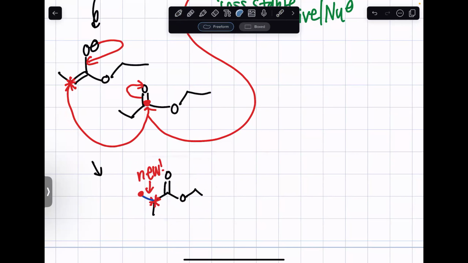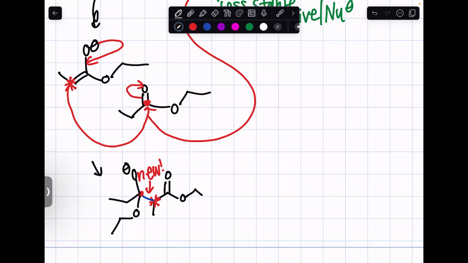Now I draw whatever is attached to the dot. The dot is attached to a single bond O minus, no longer a double bond O, because we popped that double bond onto the oxygen, giving that oxygen a negative charge. It's attached to an ethyl group, which is this ethyl group here, and it's attached to an OR group, which is this OR group there. Does this make sense so far?